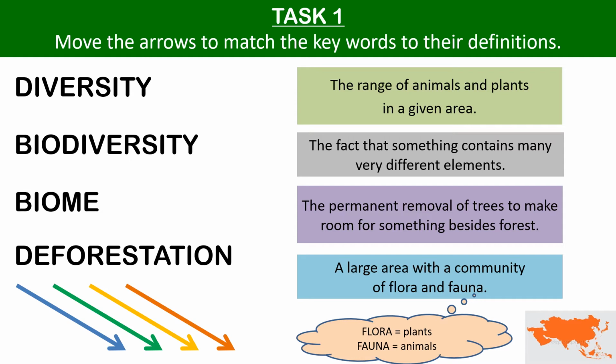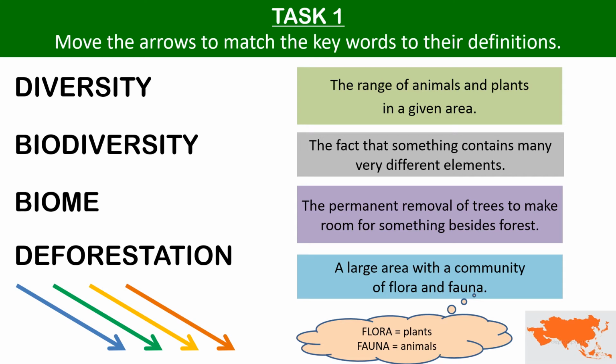And so with all of those different biomes, we know that Asia is a continent of incredible diversity. However, there are some considerable issues going on in certain parts of Asia as well, and we have got another keyword here, deforestation. So you might remember that word from your Age of Stupid unit. Deforestation is the permanent removal of trees to make room for something besides forest.